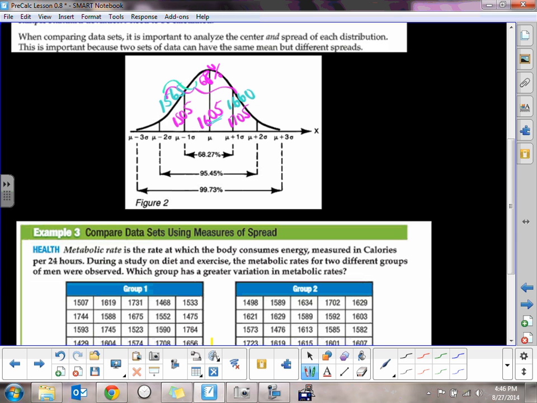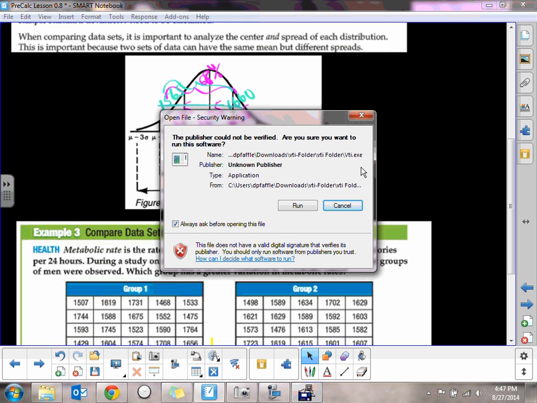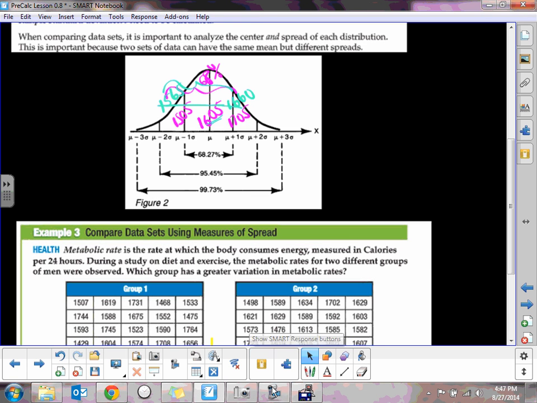This is going to be a much tighter range between our blue ones than our fuchsia ones. So variance, how spread out is your data? And by far, we know that group 1 has a greater variance.